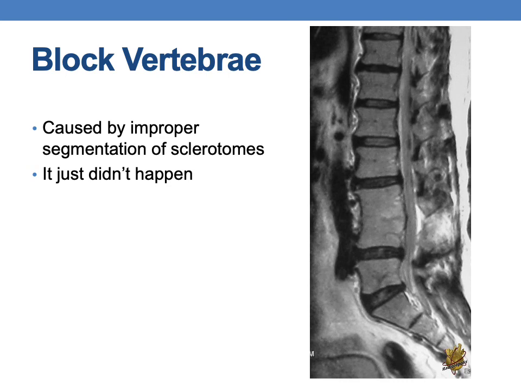Block vertebra is caused by improper segmentation of sclerotome. They didn't separate, and so the two large sclerotome had fused together.